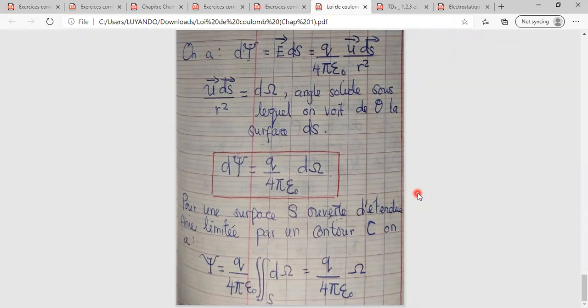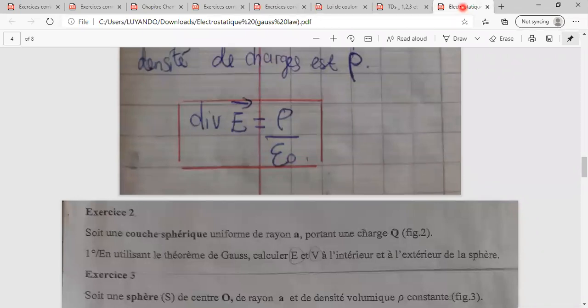So as we have here, this is what we have if we're trying to calculate flux on an open surface. So now we're going to go calculating flux on a closed surface, so to say. Which is what we have here. So I'd advise you to go through this, petit à petit, and you will get to know them by heart.